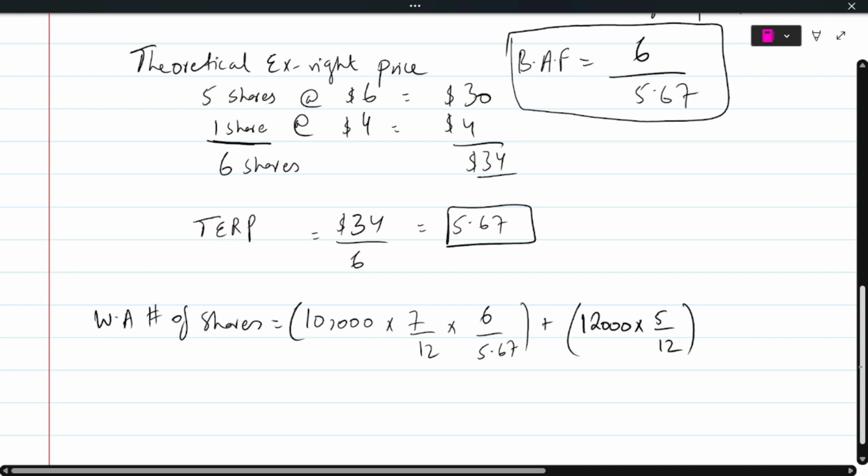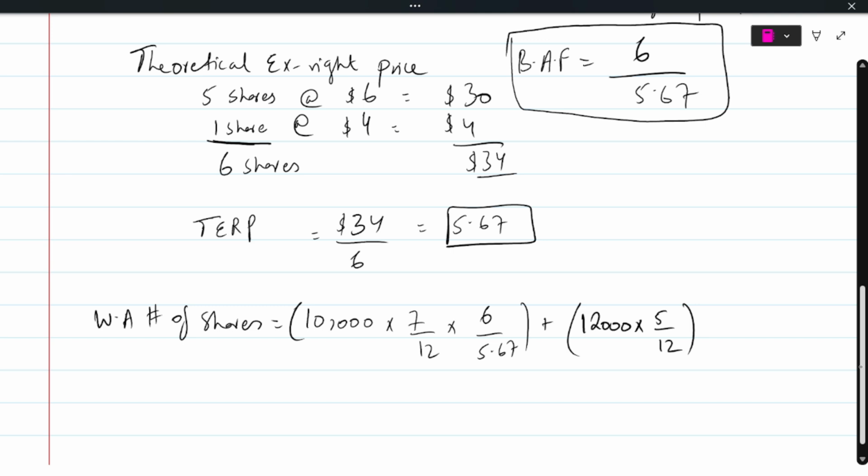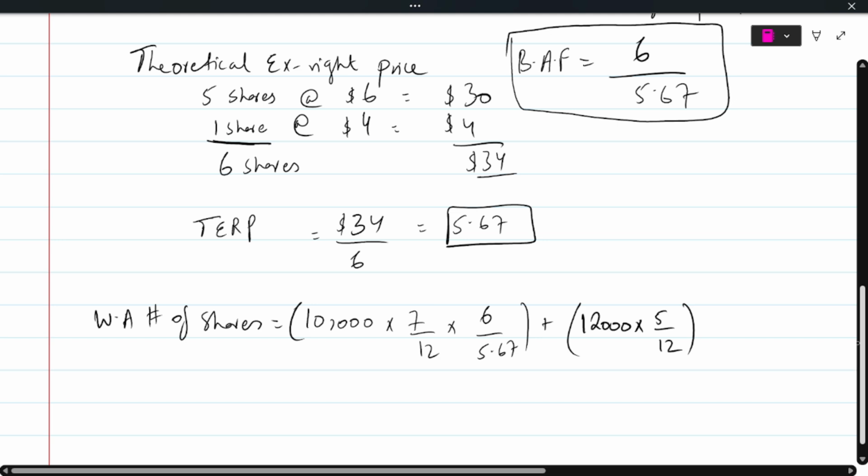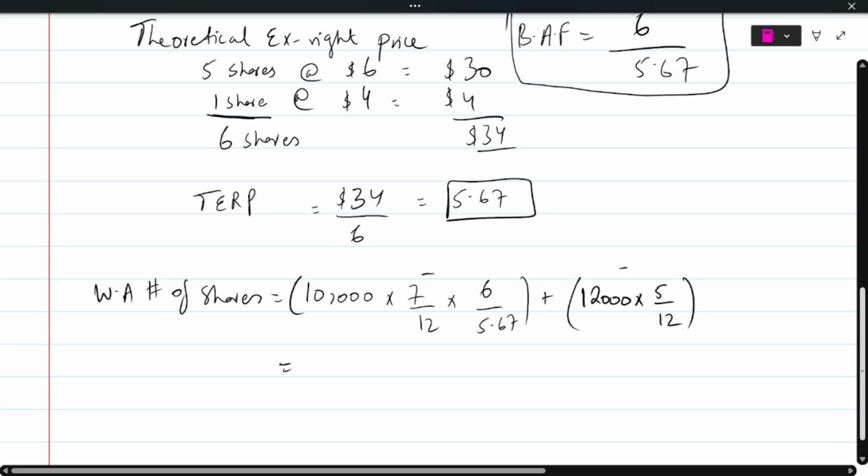You are just going to do the bifurcation of months, but not multiply it with the bonus adjustment factor, just like the way we did over here. No. Okay, because this is for before rights issue and this is after rights issue. Okay, so remember this. Now after this, what is our weighted average number of shares?